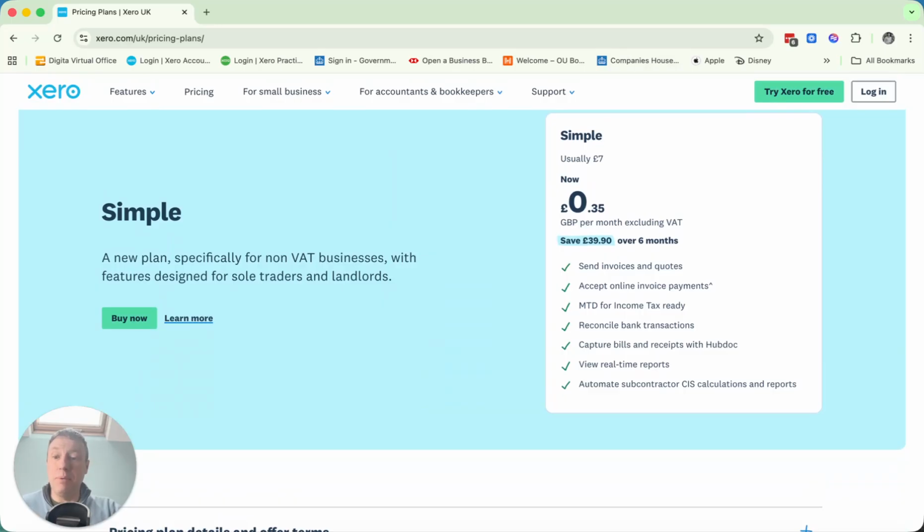Now, the simple product for landlords, I think it's going to work probably for 90% of landlords out there. A lot of landlords don't have huge portfolios, so they don't need to be running complicated credit ledgers, purchase ledgers where they need to scan everything in. What they're really interested in is they want to integrate a bank account.